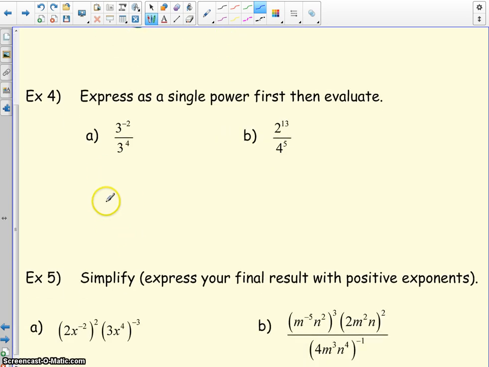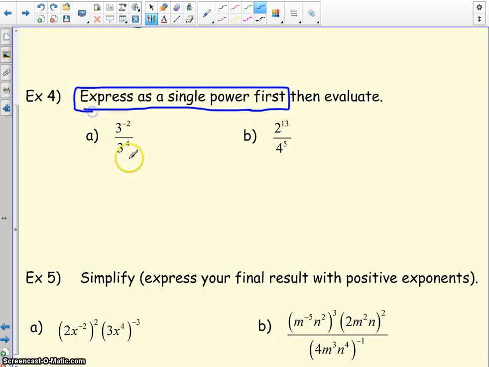Okay, moving on, looking at example 4. This one wants me to express it as a single power first before I evaluate. So I'm not going to worry about the final answer yet. I'm just going to use my exponent laws to try and simplify this. So I have 3 to the negative 2 divided by 3 to the exponent 4. Now, notice that these bases are the same, and they're being divided. So if I divide powers with the same base, back in grade 9 I learned I could subtract the exponents. This is going to be the same thing as 3 to the exponent of negative 6. Okay, so now I have expressed this as a single power.